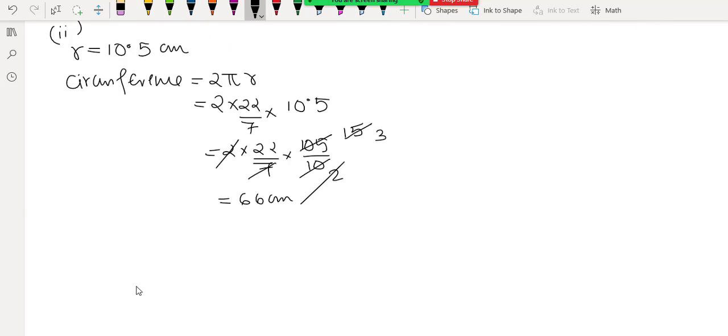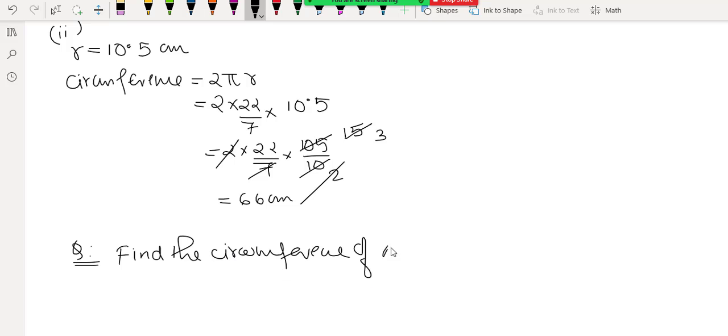Our next question is, find the circumference of a circle if the diameter is 35 centimeter. Here you go. This is the question. Find the circumference of a circle if the diameter is 35 centimeter. We have to make a relation between the diameter and the radius of a circle. Fast. You have only 2 minutes.